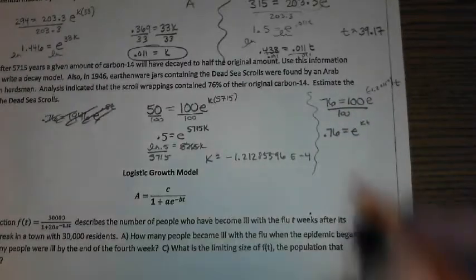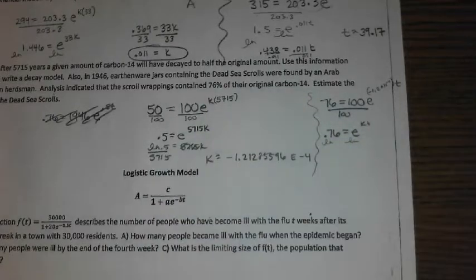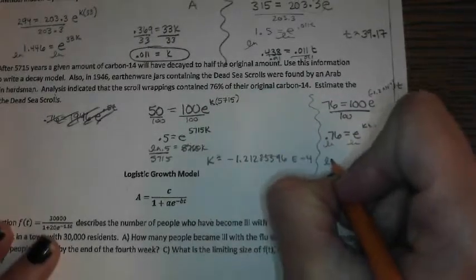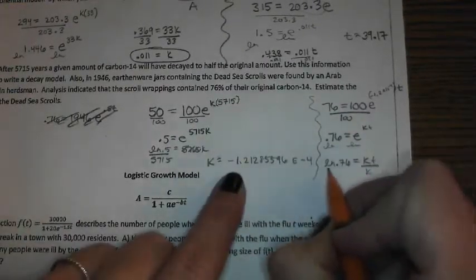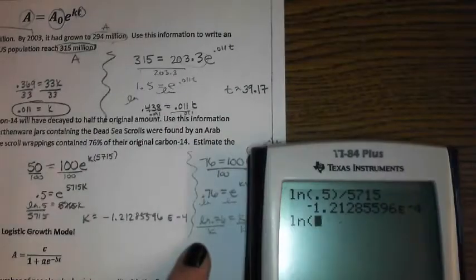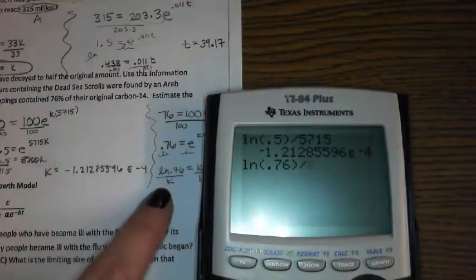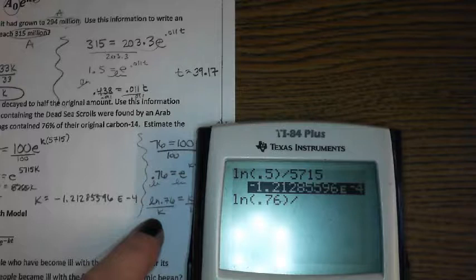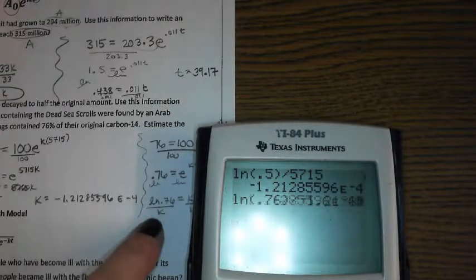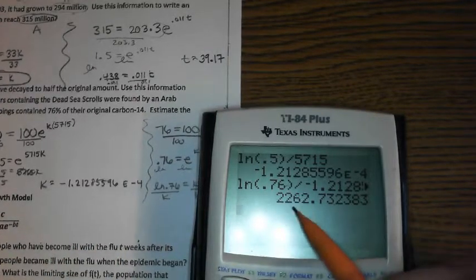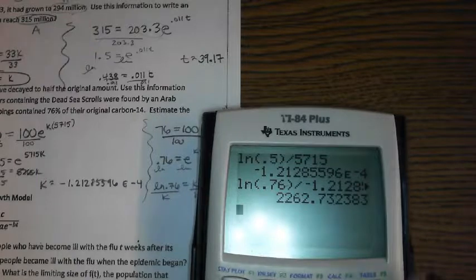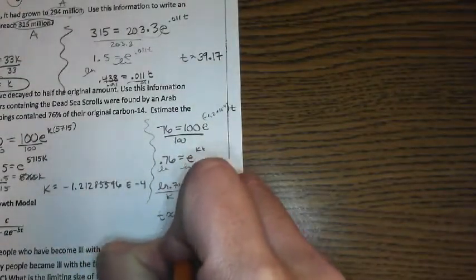E to your kt power, I'm going to take natural log of both sides, well, I'll just leave it like this. And then I'm going to divide both sides by that k number, which is on my calculator. So the natural log of 0.76 divided by, and I'm going to scroll up and grab that K number. And I get 2,206. So say the nearest year, estimate the age. So estimate, round to the nearest whole number, 2,263 years old.